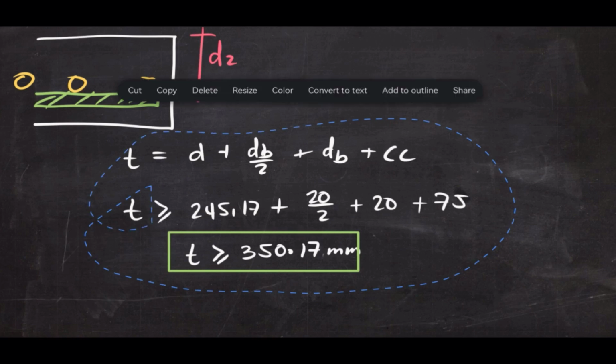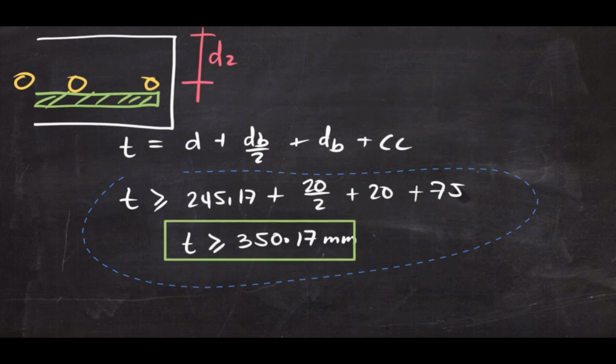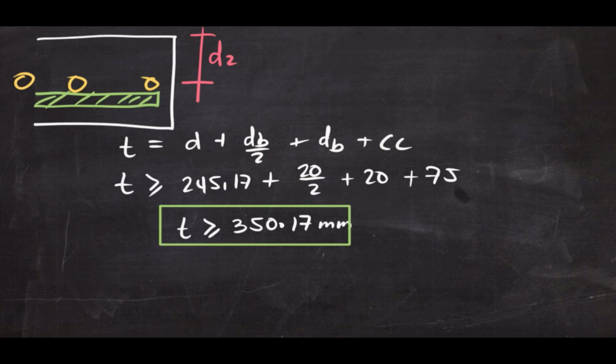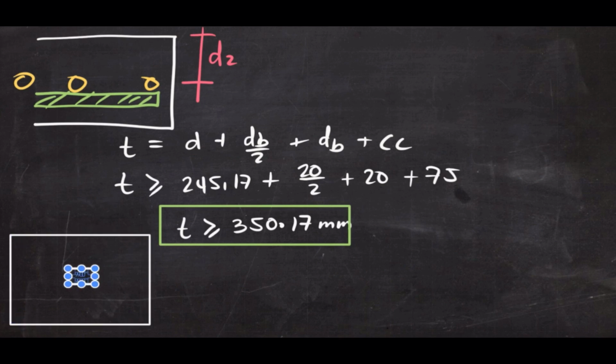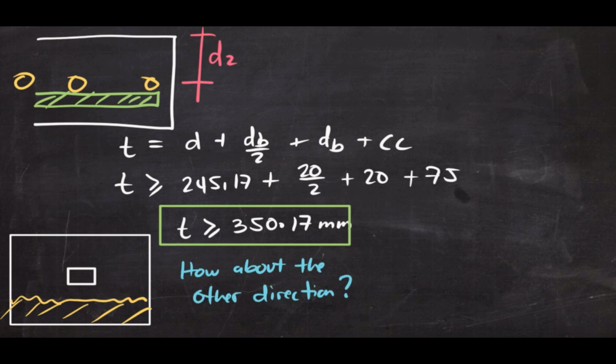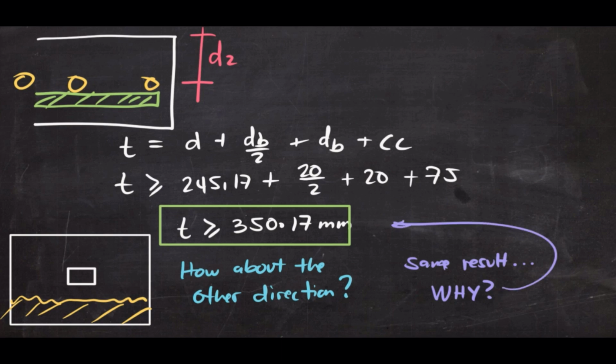A question arises now: what would be the answer if we went the other way? This is the footing and we considered the critical shear for the other direction. How about the other direction? I will leave this as an exercise to you and you will see that you will get the same result. And you need to know why. Can you say why it would have the same result? It has something to do with the proportioning method that I recommended.